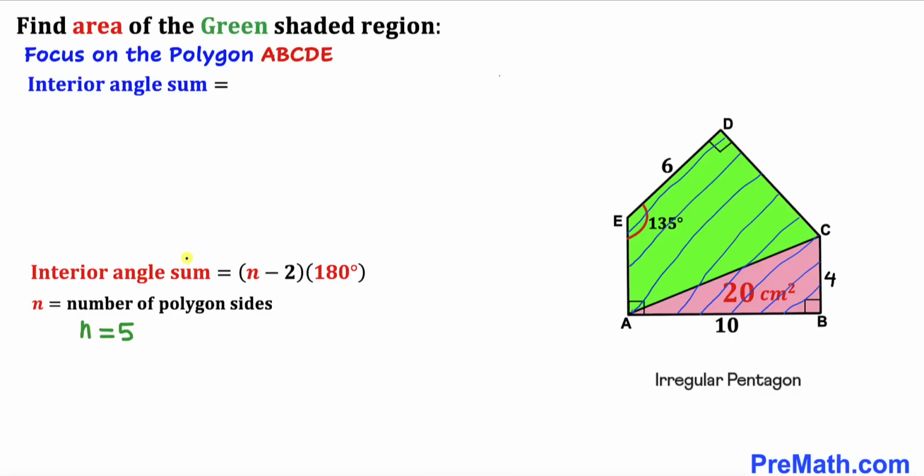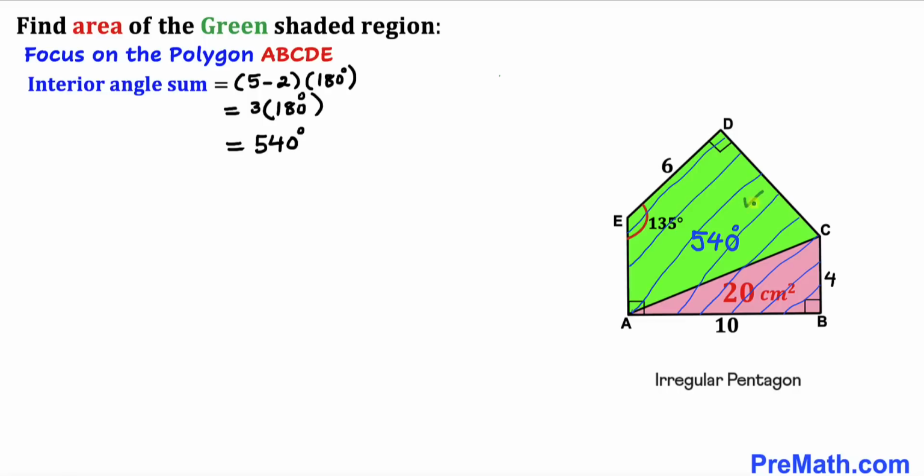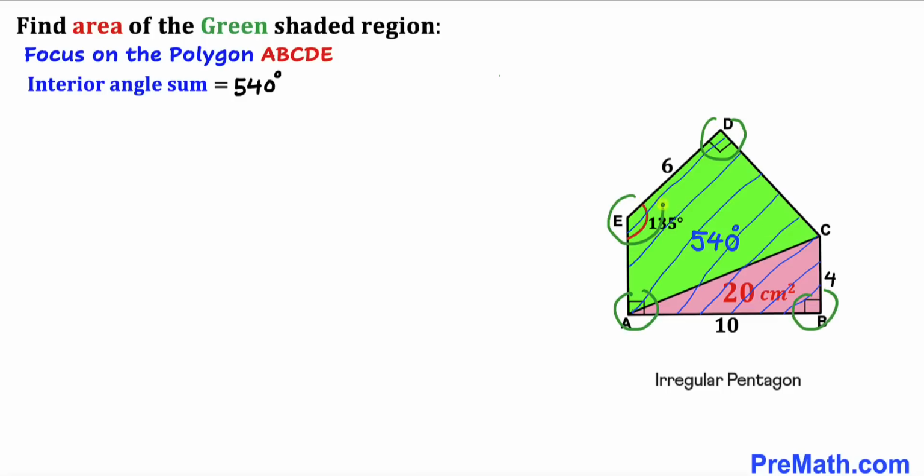So let's go ahead and fill in the blanks in this formula. So the interior angle sum is going to be equal to 5 minus 2 times 180 degrees. So that is going to give us 540 degrees. So therefore the sum of all these interior angles turns out to be equal to 540 degrees. And now let's make an observation. We can see that this angle is unknown, whereas this angle is 90 degrees, this angle is 90 degrees, 90 degrees as well, and this angle is 135 degrees.